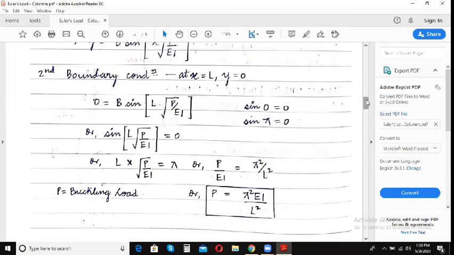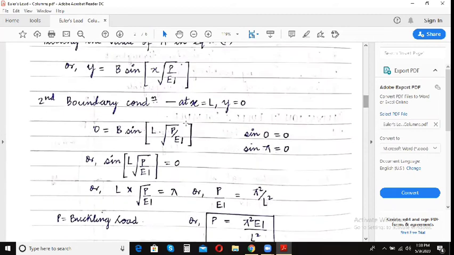We had the second boundary condition as: at x equal to L, y is equal to 0. So you put the values of x and y in this equation. You substitute y with 0, so y becomes 0, and x becomes L. So we have this equation: 0 is equal to b sine L into root over of P by EI.